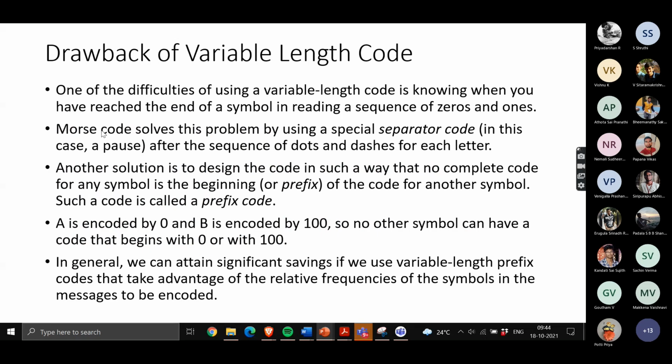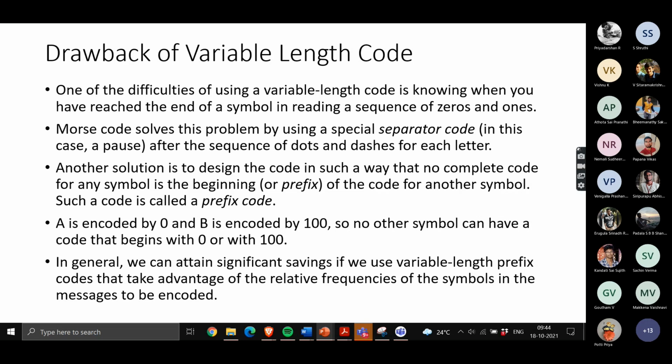But if you look at what Morse code follows, it uses a pause. That means E is a dot, and then just a pause, meaning some space, and then another character starts. So in some way we have to mention the end of the symbol if we are going for variable length encoding, isn't it? Another way is we can also go for the prefix, that is, prefix code.